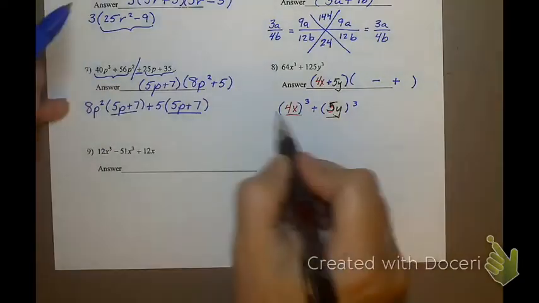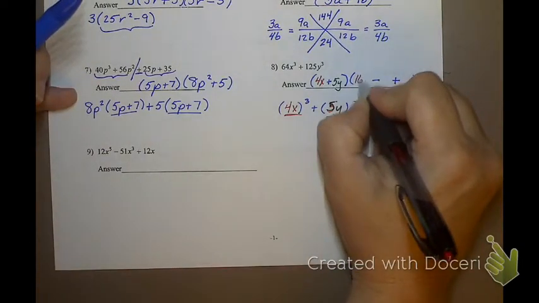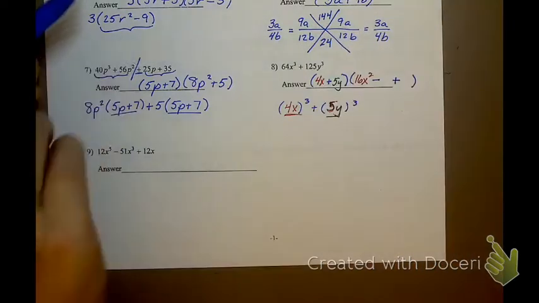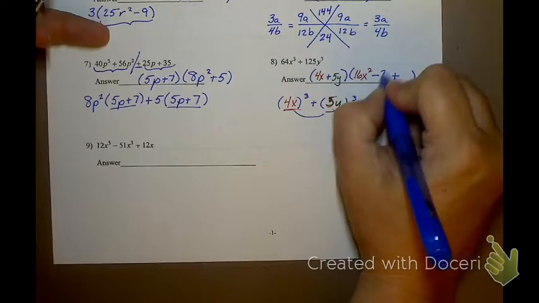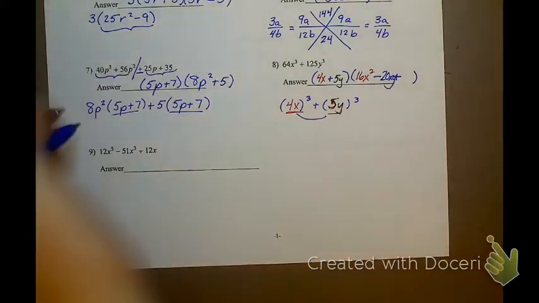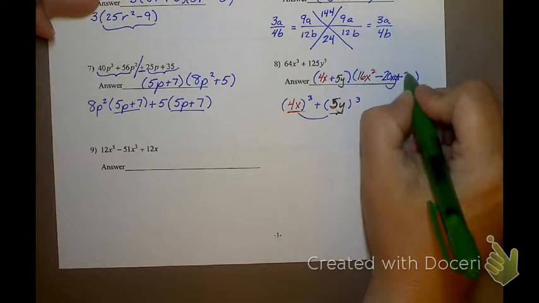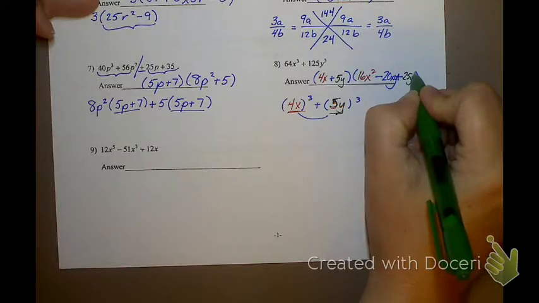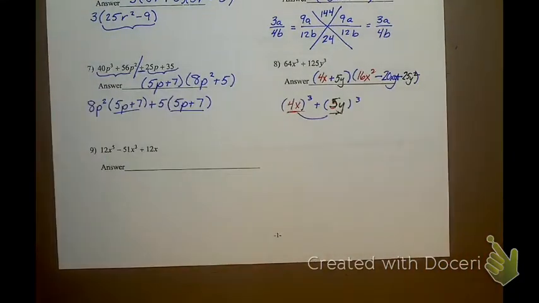Next one, I square the 4x, which means I have to square the 4 and the x. That gives me 16x squared. Next one, I multiply both of these. What's 4x times 5y? 20xy. Sorry, it's squished in there. And then lastly, I square this, which means I square the 5 and the y. 25y squared. Any questions there? Okay.